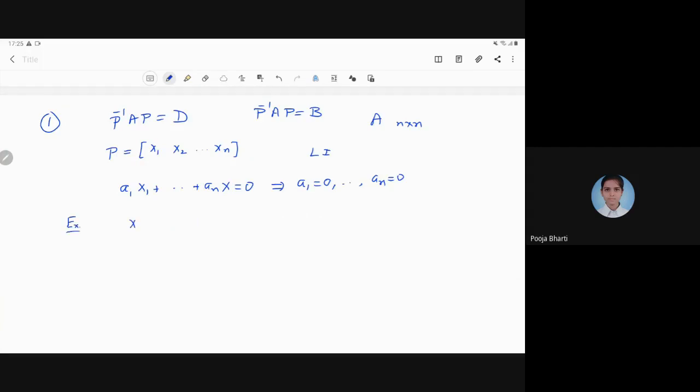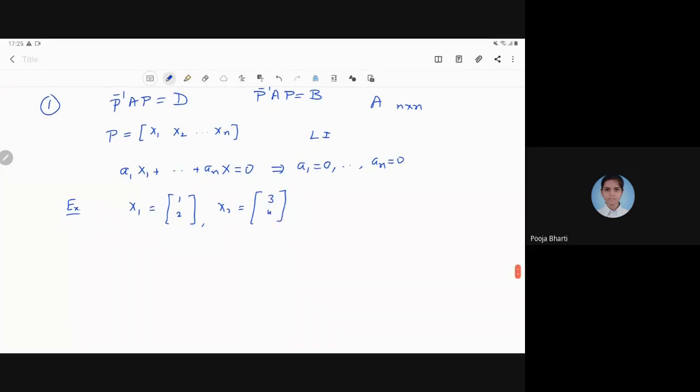I'm taking two vectors for a 2 cross 2 matrix. x1 is 1, 2, and x2 I am taking 3, 4. Let us see whether these are independent or not. By direct verification, you can see that these are not multiples of each other. That means these are independent. But how to do it using the definition?